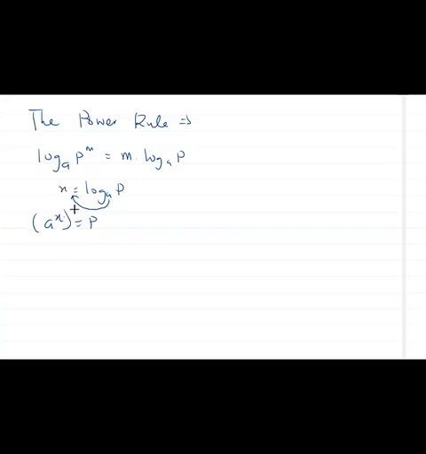Let's take the exponent m on both sides. So this will have a to the xm equal to p to the exponent m.